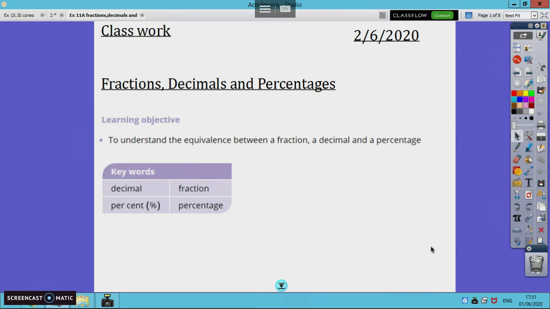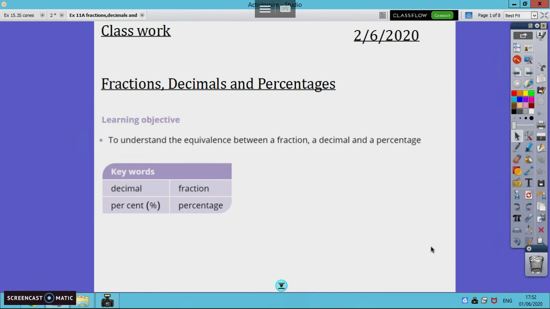Okay, so your learning objective today is following on from the lesson that we did before half term when I set you that My Maths task to see what you did know. And actually I was very impressed. A lot of you knew a lot about converting between fractions, decimals and percentages. So that was really encouraging to see. So we're just going to continue with that for this lesson and then we'll move on from there.